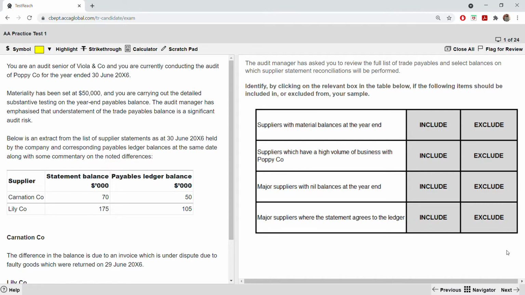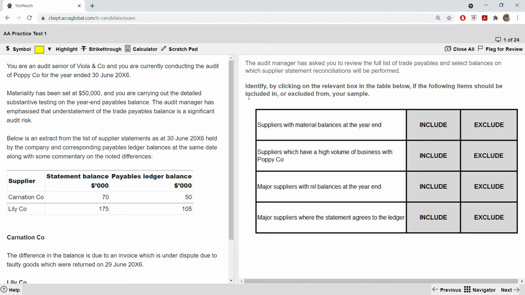Okay, so if you see on your left hand side, you are given a case study. Other papers, if you've seen F5 to F9, they have this in section B, but in audit and assurance, this is tested in section A.